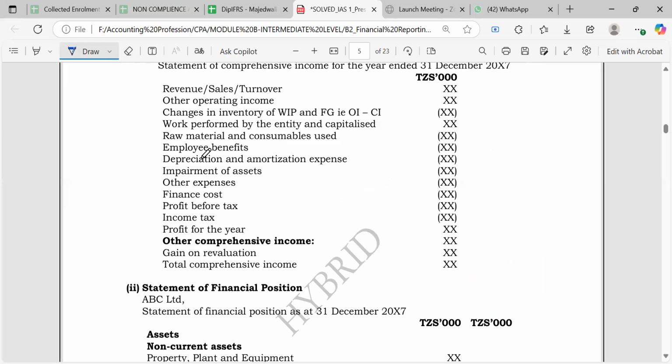If you have dividends, let's go to the equity. On equity, we have ordinary shareholders and preference shareholders. Ordinary shareholders' dividends are not deducted in the income statement. If you pay dividend to ordinary shareholders, that dividend is deducted directly from equity. So it won't be under finance cost, even when you pay the dividend.